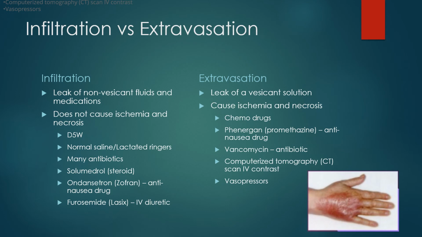Extravasation can appear to look like an infiltration, but the difference is that extravasation is an inappropriate leakage of vesicant solution into that surrounding tissue. These drugs can cause blistering and other tissue injury that could be very severe. It could lead to tissue necrosis. Some of the meds that we can think about are our chemo drugs, Vancomycin is a big one. Vasopressors, those are all really great examples.